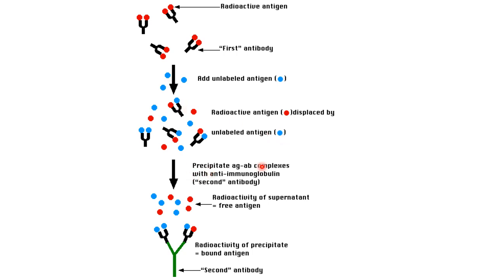Then you precipitate the antigen-antibody complexes with anti-immunoglobulin, that is another second antibody you add. So this is the radioactivity of the precipitate, that is bound antigen, and this is the radioactivity of the supernatant. Then you measure the radioactivity and you will make a graph. From there you can calculate the value of the unknown. That is what happens in radioimmunoassay.